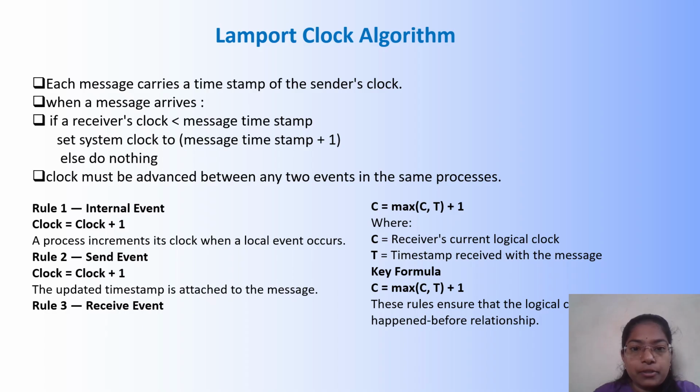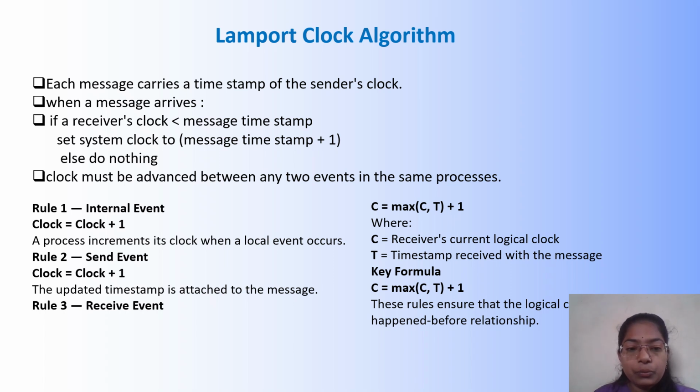Now the Lamport clock algorithm. Let us understand this by using three important rules. Rule number 1 is for internal events. Whenever a process performs a local event, it increases its clock by 1. So rule number 1 says that clock is equal to clock plus 1.